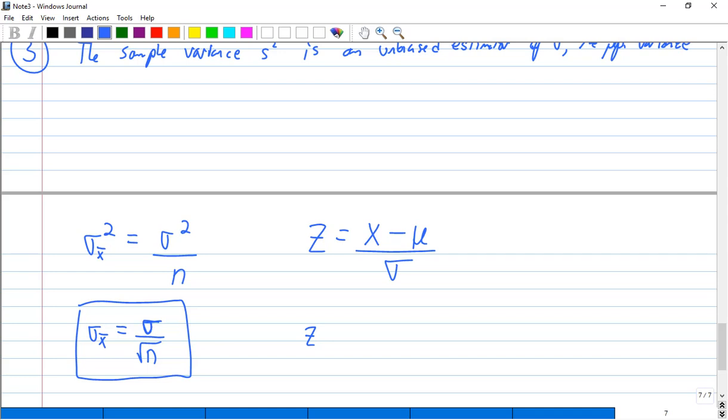Okay? So I would say x minus mu over sigma sub x bar, which is equal to x minus mu over sigma divided by the square root of n. So you may be wondering, why is that important in the real world?